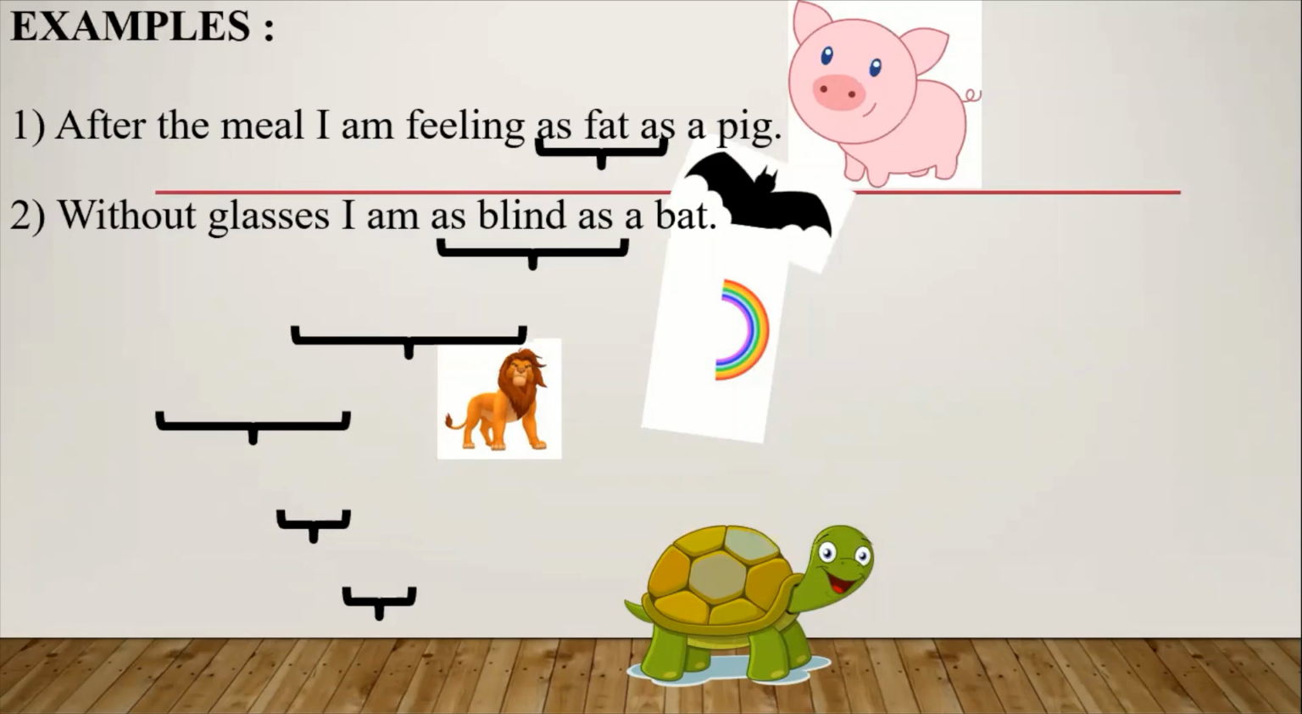Bats cannot see. They do not have vision in the morning. So without glasses, it's like you're blind. Instead of saying you're blind as a bat, which means you can hardly see anything.